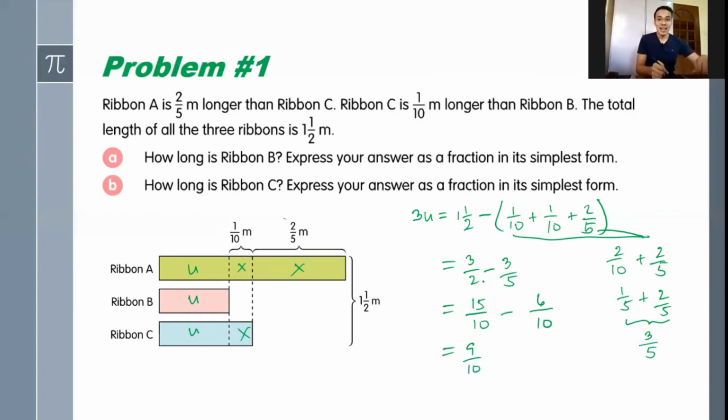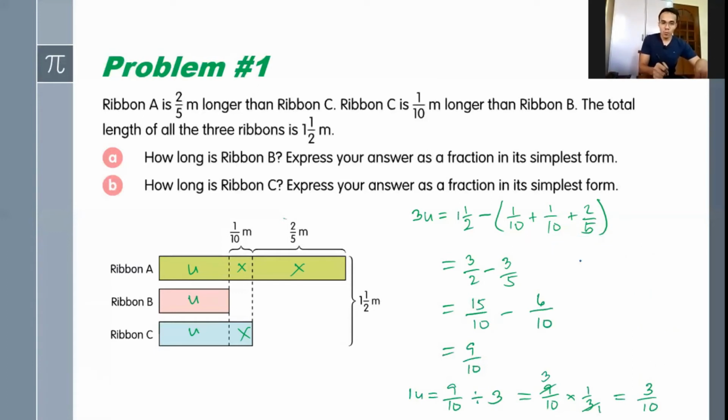Next, we are going to get 1 unit. This is 3 units. 1 unit is equal to 9/10 divided by 3. And dividing by 3 is the same as multiplying by 1/3. We can divide 9 by 3. We can divide 3 by 3. 9 by 3 is 3. 3 by 3 is 1. So this is equal to 3/10. 1 unit is 3/10. We already have the value of 1 unit and it's 3/10.